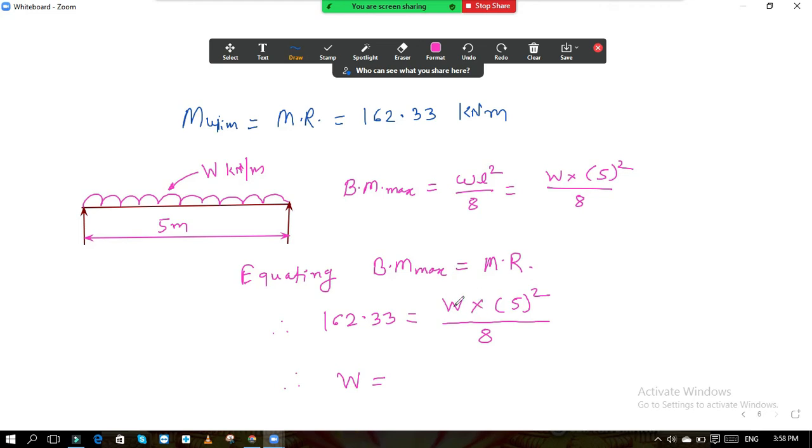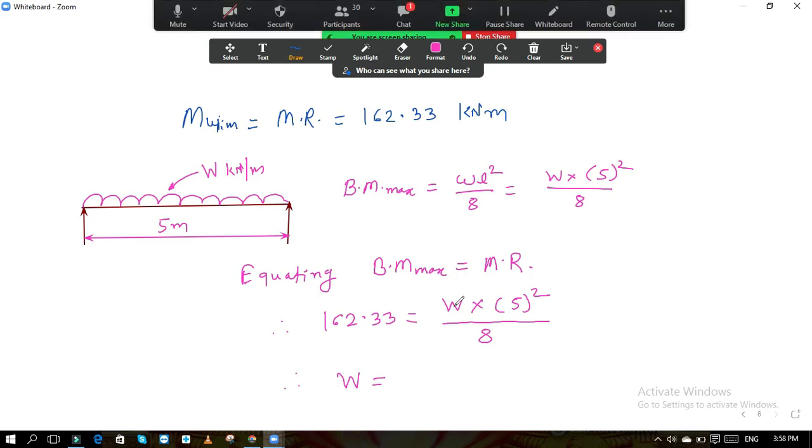What is the value of W now? It is 51.95 kilonewton per meter. Okay, so this is your service load, not a working load. This is the service load. Okay, so this is your ultimate load.